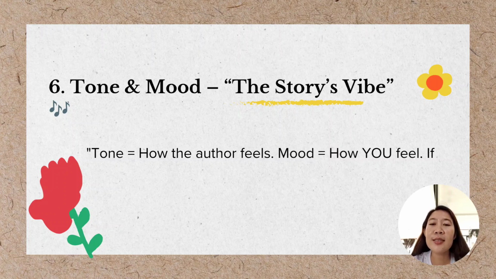Okay, number six, the tone and mood. The tone and mood is the story's vibe. The tone is how the author feels, and the mood is how you feel. If a book makes you cry, scream, or contemplate life, congrats, you felt something. For example, Edgar Allan Poe's works equal creepy tone or disturbing mood. If you read Poe's The Raven and suddenly feel like dyeing your hair black, that's the mood, my friend. Okay?